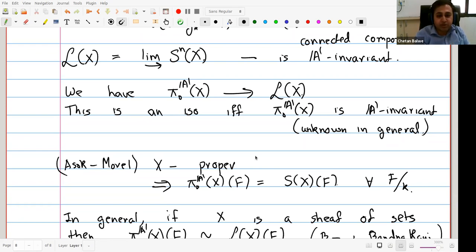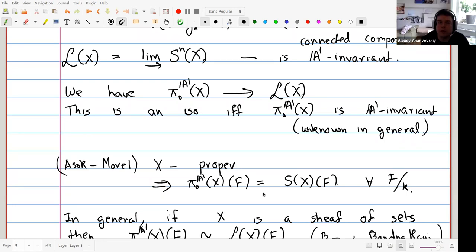Basically what I mean is that pi naught A1 is not a birational invariant, in general. Even to compute the pi naught A1 of the blow-up becomes a pretty hard problem. Actually, there is this paper of mine with Anand, which looks at pi naught A1 of smooth proper birationally ruled surfaces. We just verify that pi naught A1 is A1 invariant, but it's a very hard computation.